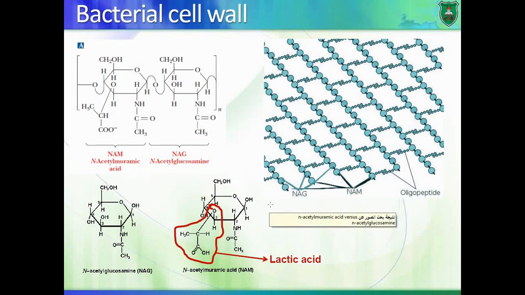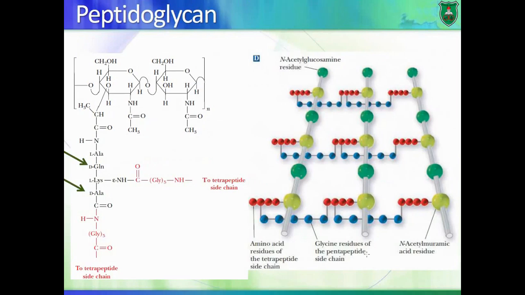So let's see how these are organized. You can look at this picture. So this is N-acetylglucosamine and acetylmuramic acid. They're alternating, one of this and one of the other one. And they are connected by oligopeptides for cross-linking. Let's have another picture that is actually more clear for the structure of the bacterial cell wall.